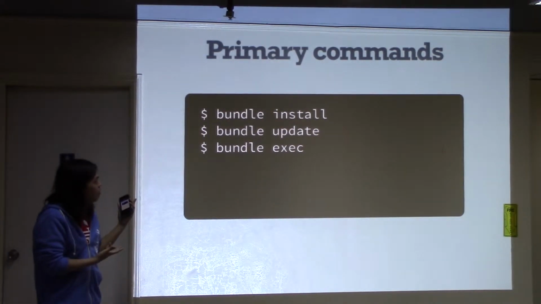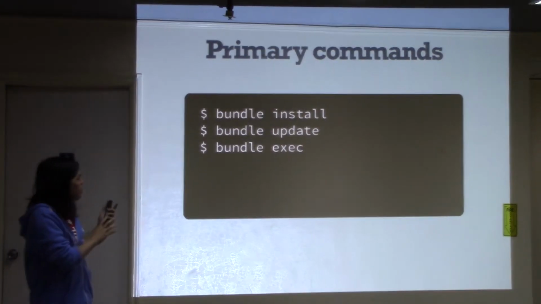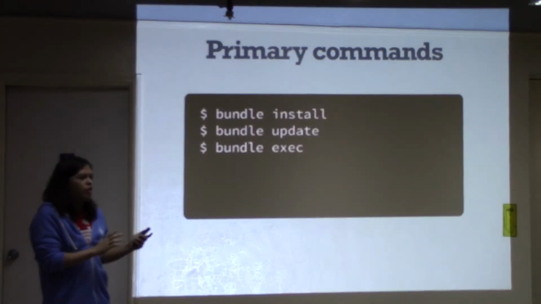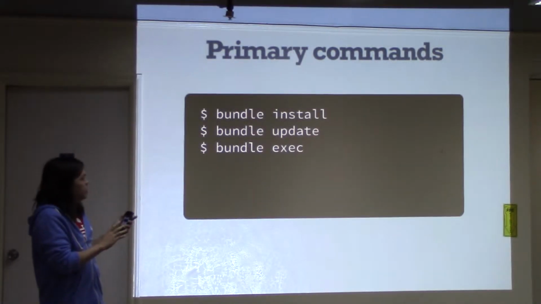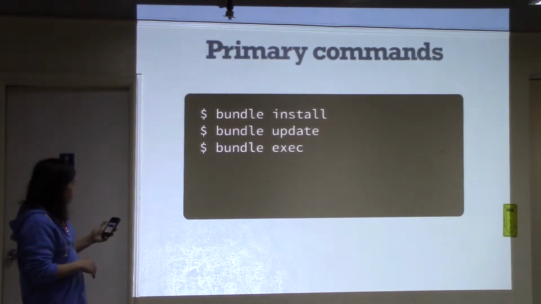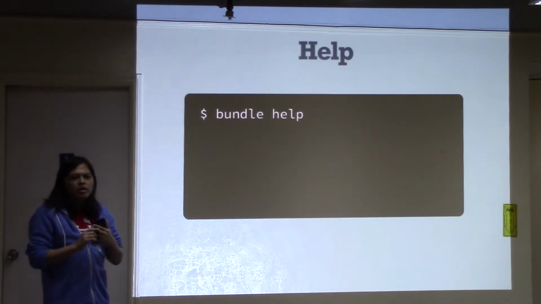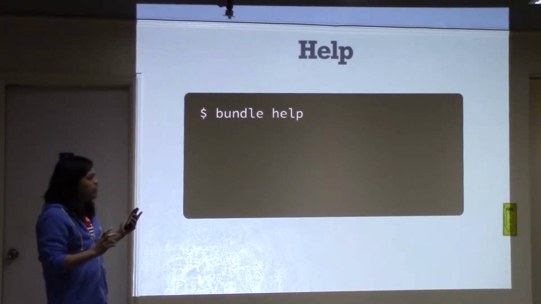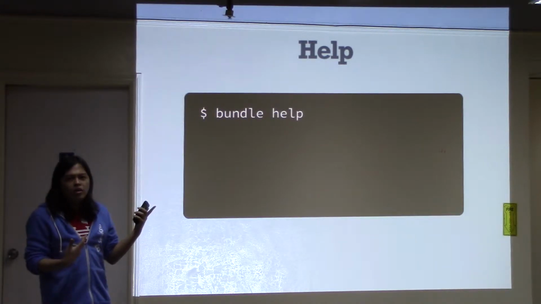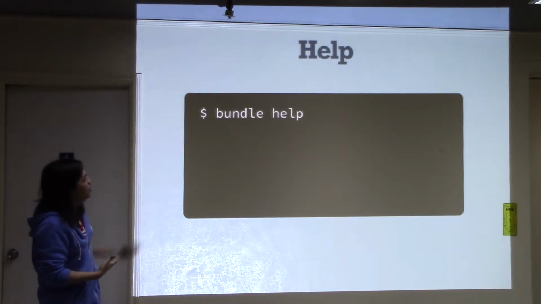Bundle calls some commands primary commands. There are actually 5 or 6 primary commands, but I'm not going to talk about all of them. You can look it up on the bundler.io website or with bundle help. So if you forget bundle commands, this is the command that you don't want to forget. With bundle help, you see all the commands that bundle has. Even I didn't know there was a bundle help.